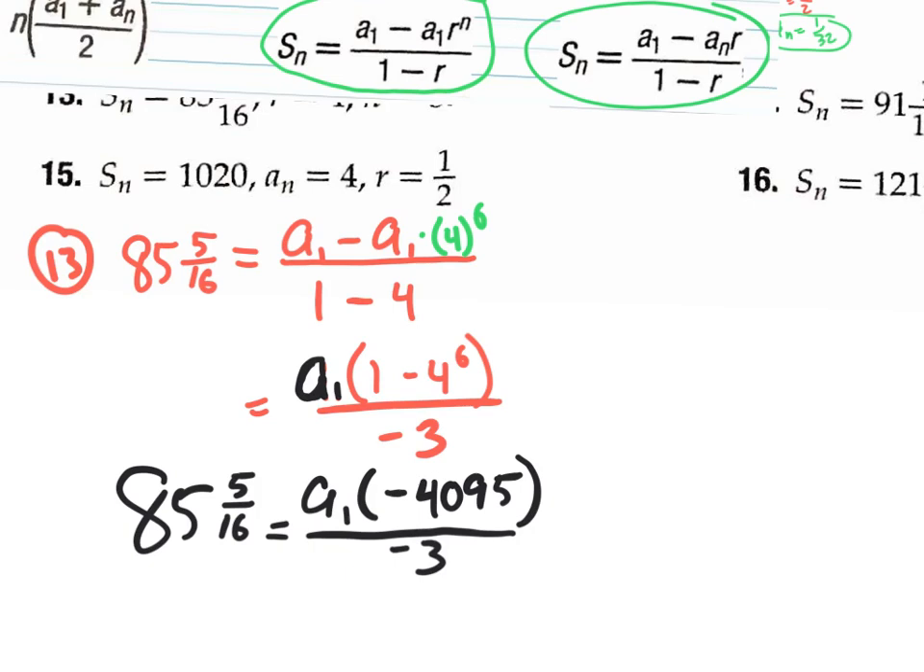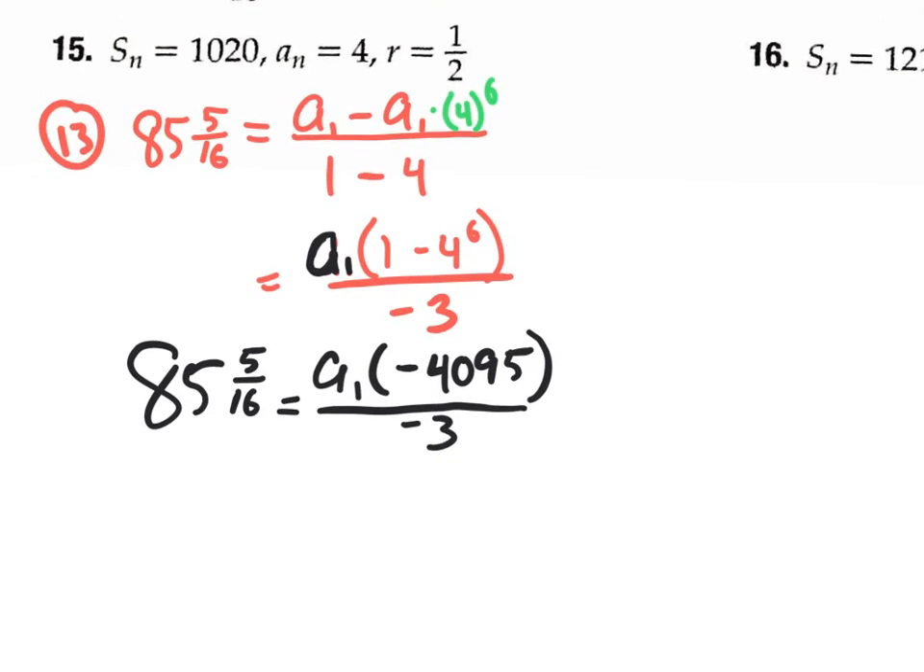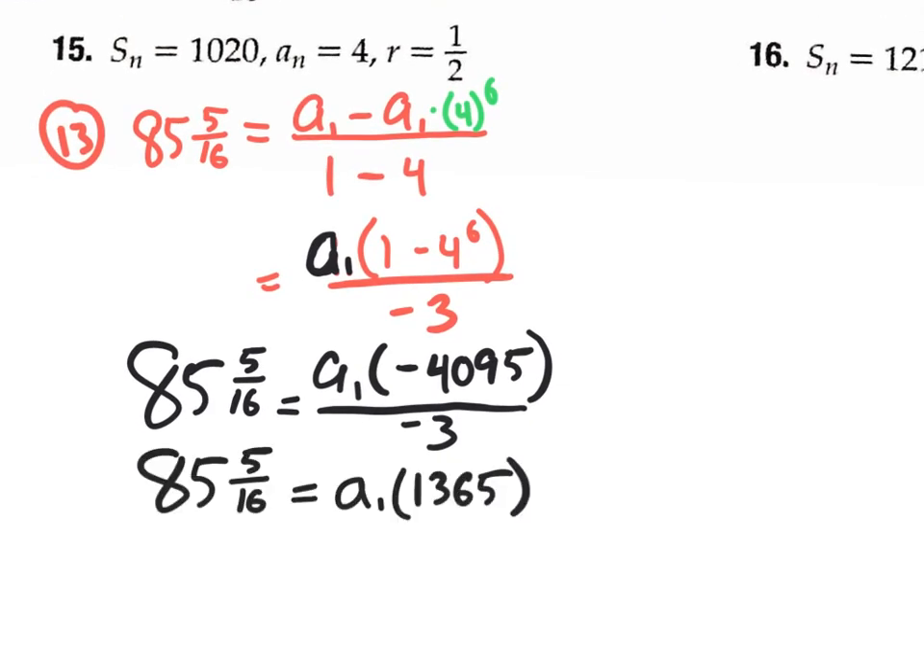Now, we need to simplify this, obviously, before solving for a sub 1. When you look at a number divided by a number, if it's possible, because there's multiplication, you could actually divide this through. So let's take a calculator and do 4,095 divided by 3. That's 1,365. So let me rewrite this. Again, all I did was divide this negative number by this negative number. It gave me that positive number. So I still have the a sub 1 times this, equaling that.